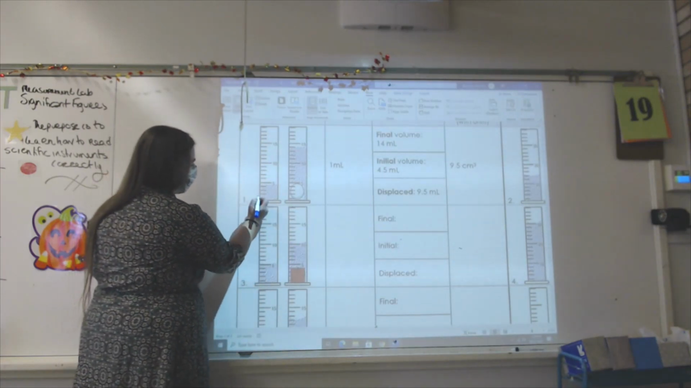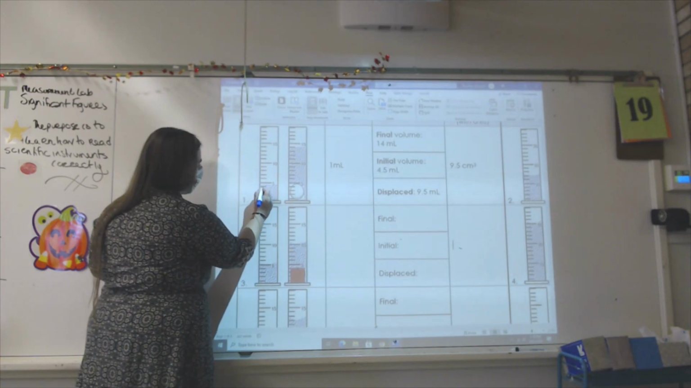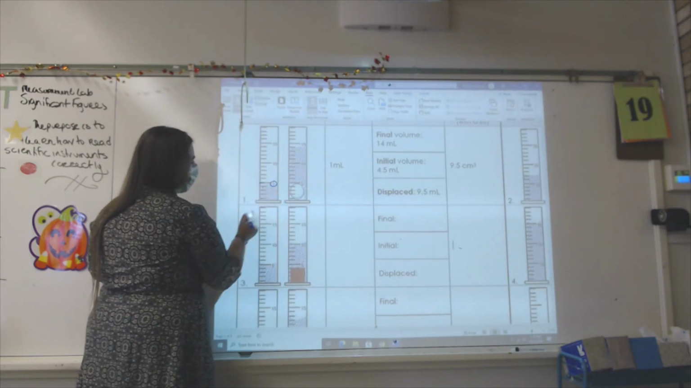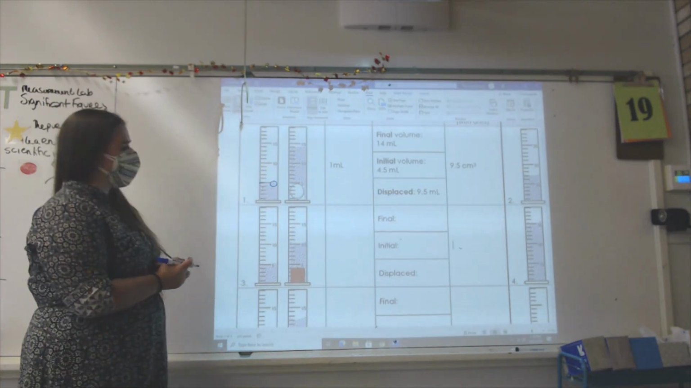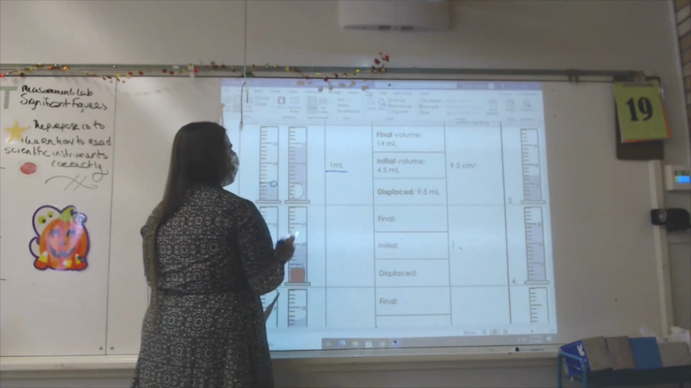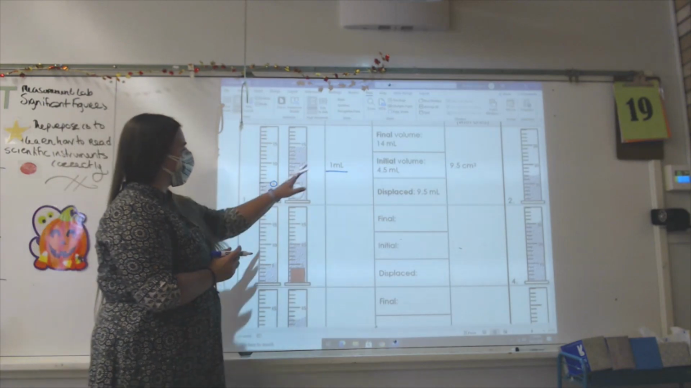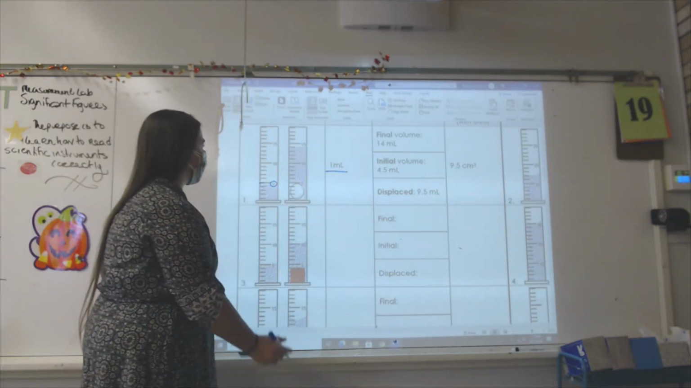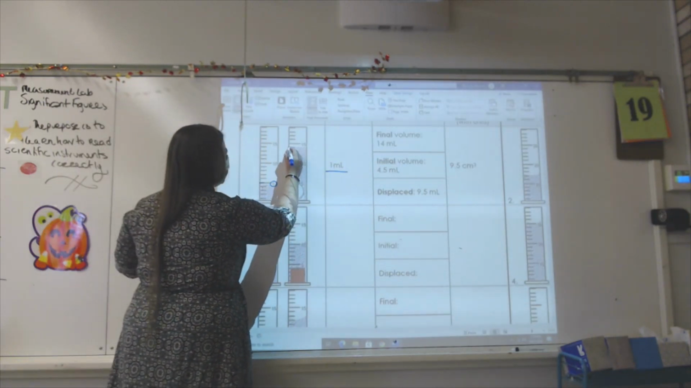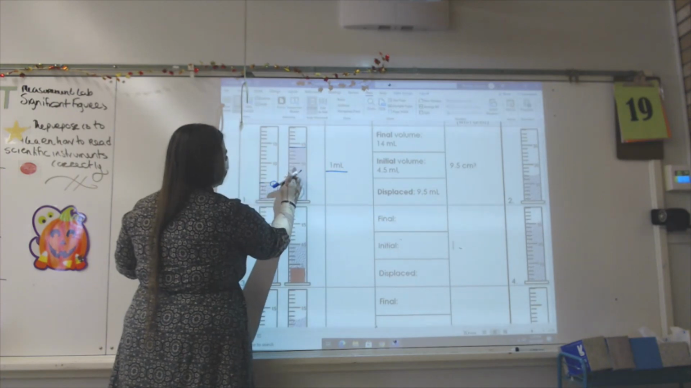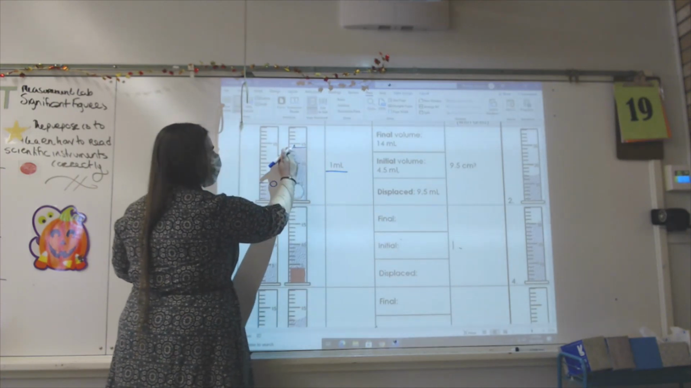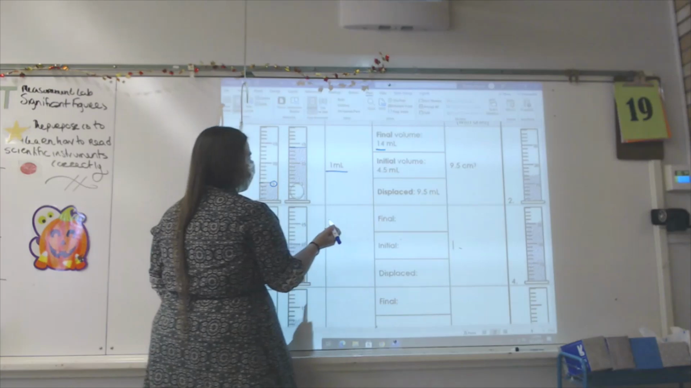So on this first one here, I see that there are 1, 2, 3, 4, 5 divisions, and my first marking shows me 5 milliliters. So that tells me that every tick mark is 1 milliliter. What I'm going to do then is I'm going to read my final and initial volume. For my final volume, I see that meniscus, and it's lined up right at the 10, 11, 12, 13, 14. Final volume of 14 milliliters.